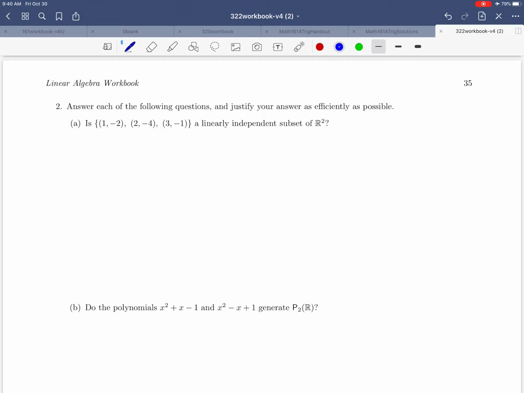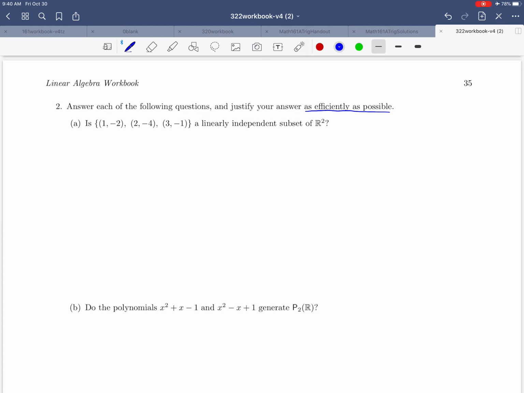Hi everybody, and welcome to exercise 2 on page 35 of the workbook. Let's read this question together. They'd like us to answer each of the following questions and to justify our answer as efficiently as possible. So they are encouraging us to be lazy in this problem. We want to come up with the shortest possible solution that we can.